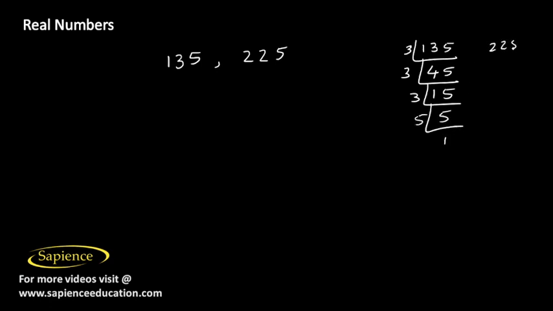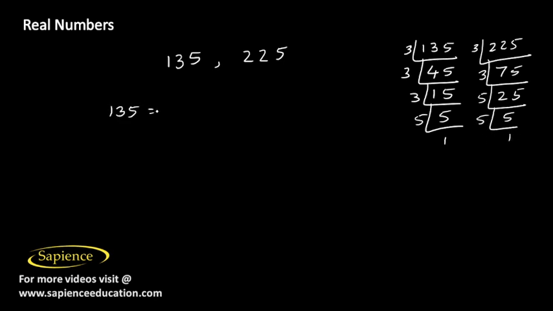And 225, dividing by 3. 3 7s are 21, remainder 1, again by 3. 3 2s are 6, remainder 1. 15 by 3 is 5. Now dividing by 5, we get 5, again by 5 we get 1. So 135 after prime factorization will become 3 to the power 3 into 5, and 225 after prime factorization will become 3 square into 5 square.